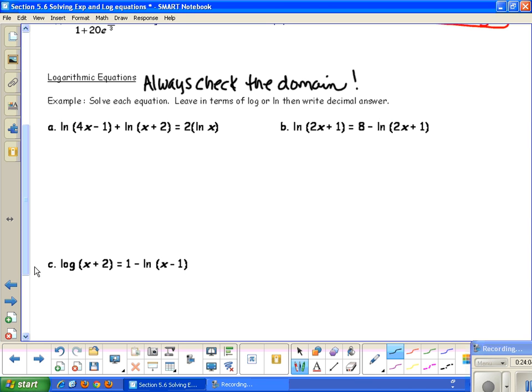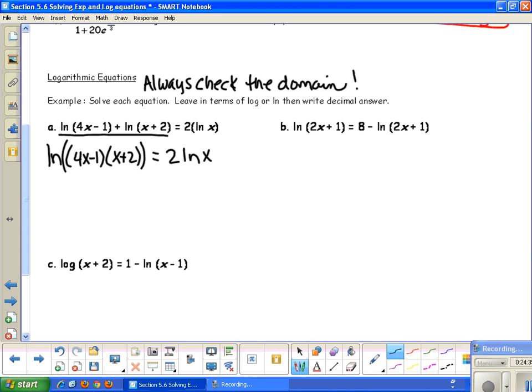So anytime you're solving natural log or log, remember to check the domain because it has to be greater than 0. For this, when we look at this first equation here, if I want to solve this natural log equation, the first thing I have to do is use those properties and combine it into one natural log. So if you have two natural logs being added, to combine them, you multiply what's on the inside. So this would be the natural log of 4x minus 1 times x plus 2. And that's all equal to 2 times the natural log of x.